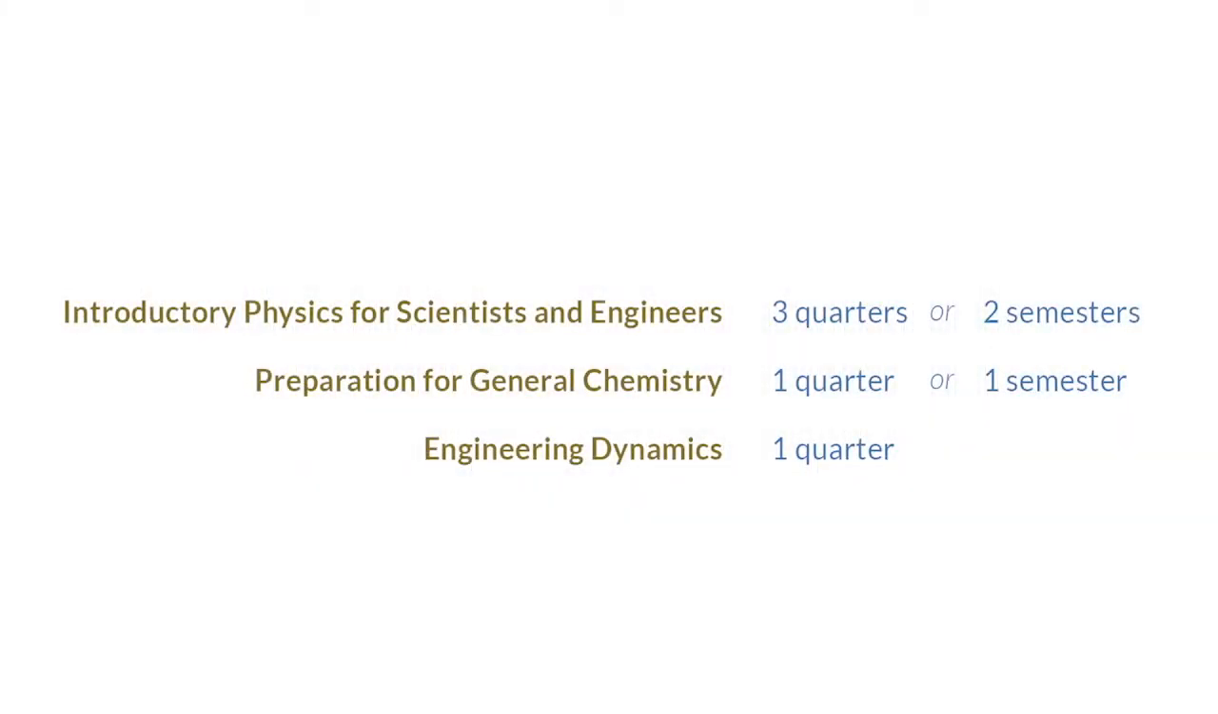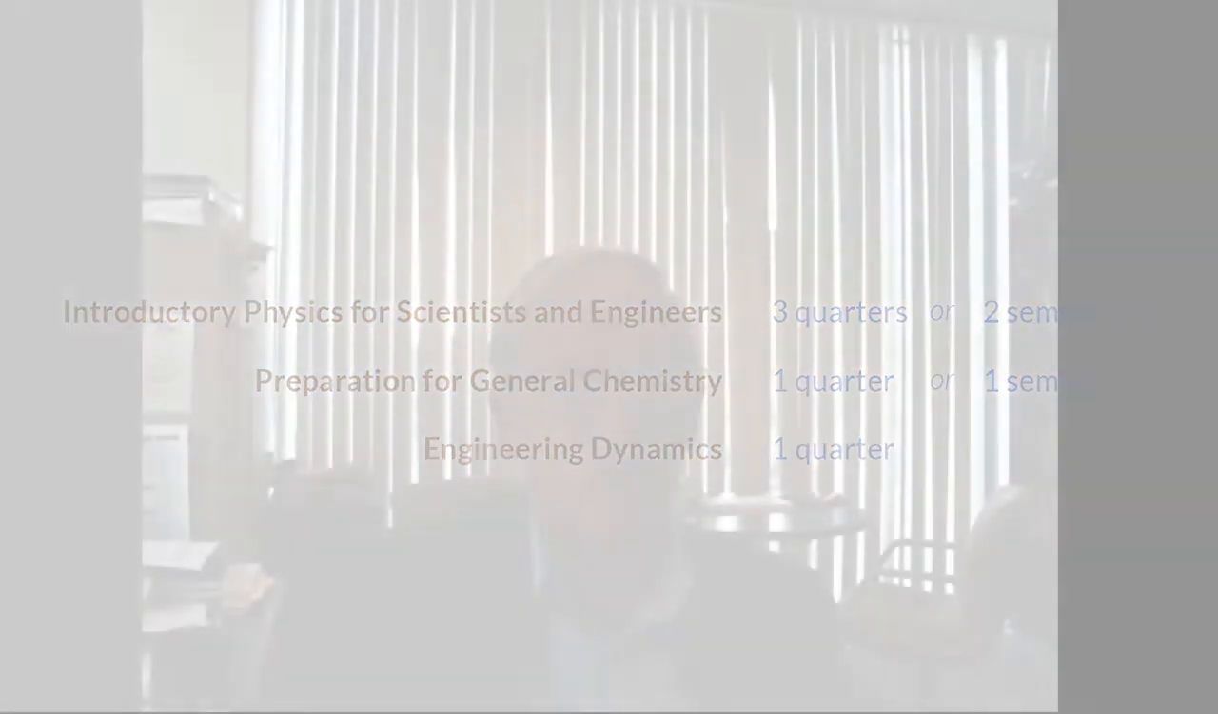Deliverables for this project are going to be 5 quarter courses, a 3-quarter sequence of introductory physics for scientists and engineers, a 1-quarter course on preparation for general chemistry, and a 1-quarter engineering dynamics class, which overlaps strongly with the introductory physics class. These are introductory STEM classes that are taken by tens of thousands of people throughout California every year.